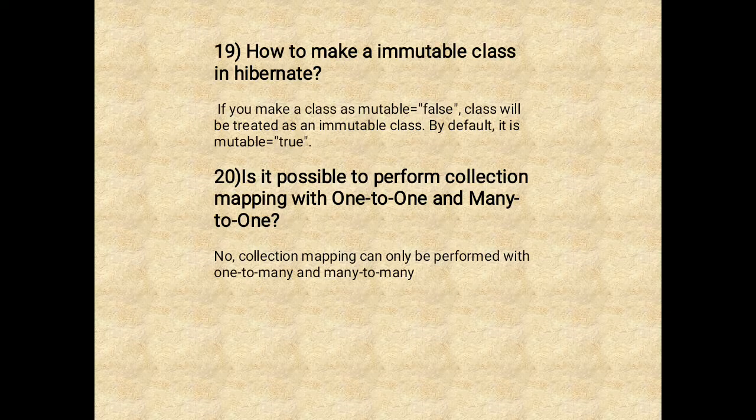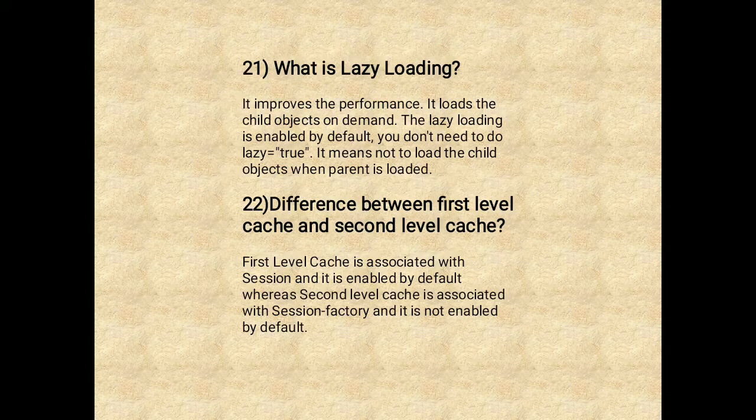The next question is, how to make an immutable class in Hibernate? If you make a class immutable, the class will be treated as an immutable class. By default, it is mutable equal true. Next question, is it possible to perform collection mapping with one-to-one and many-to-one? No, collection mapping can only be performed with one-to-many and many-to-many. Next question, what is lazy loading? It improves the performance. It loads the child objects on demand. Lazy loading is enabled by default. You don't need to set lazy equal true. It means not to load the child objects when the parent is loaded.